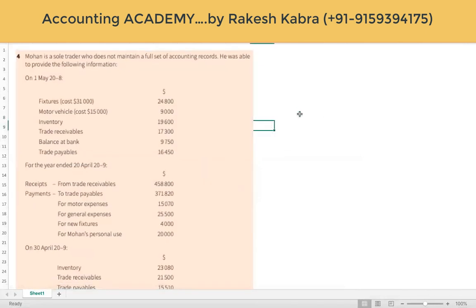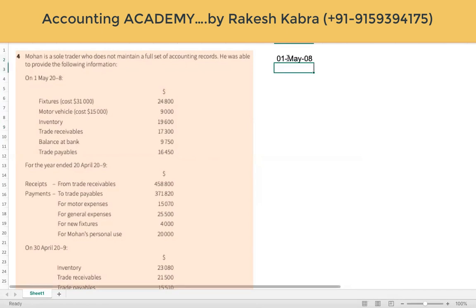Okay. Mohan is a sole trader who does not maintain a full set of accounting records. He was able to provide the following information, and then the information is given. On 1st May 2008, so this is the beginning date, our year is starting on 1st May 2008.